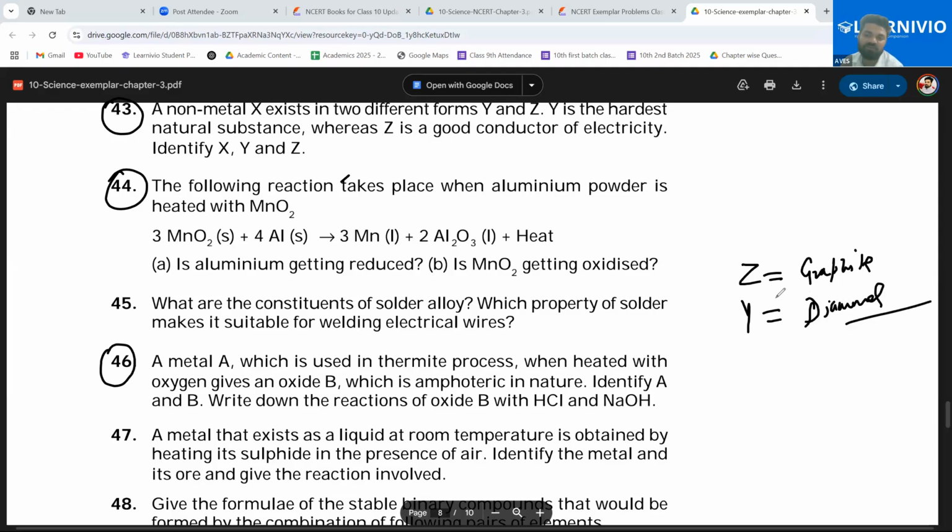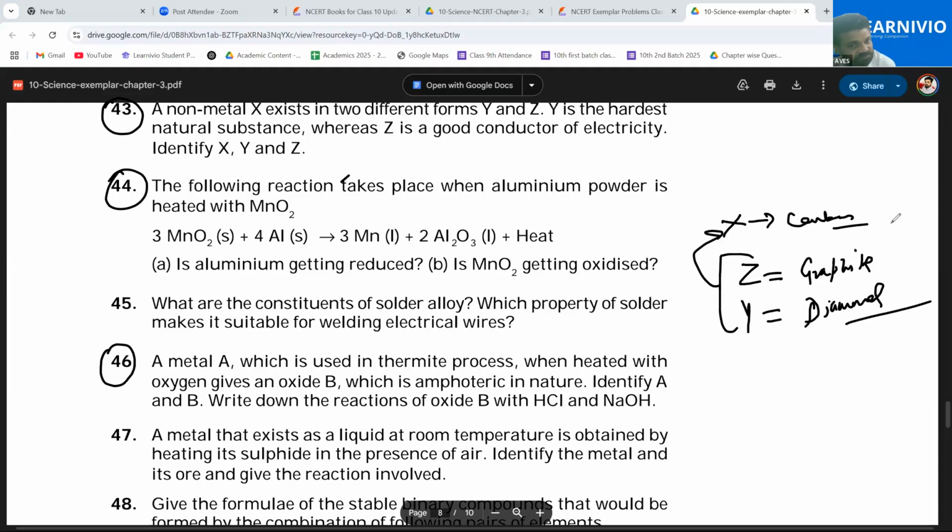Diamond is the hardest substance, and they both are carbon. Carbon's different forms we are going to study in detail in the carbon and its compounds chapter, especially the allotropes of carbon. Allotropes are the existence of the same element in nature in different forms. Carbon exists in the form of graphite and also in the form of diamond, but it is carbon. That's why these are considered allotropes of carbon.